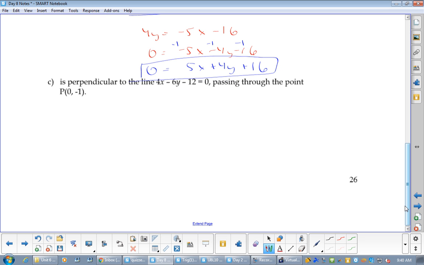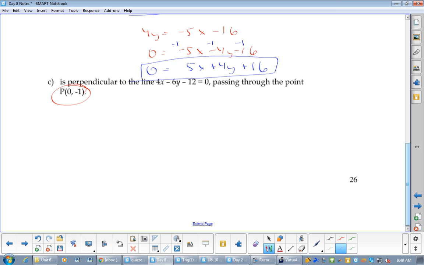Okay, is perpendicular to the line 4x minus. So B and C, believe it or not, they're very similar questions. We need to grab the slope, and then what is this? That's the y-intercept, right? Are you seeing those as synonymous now? Anything 0, negative 1 is y-intercept. Okay, so we want to get it into a useful form. We've already said many times this is a tough way to get any information from.